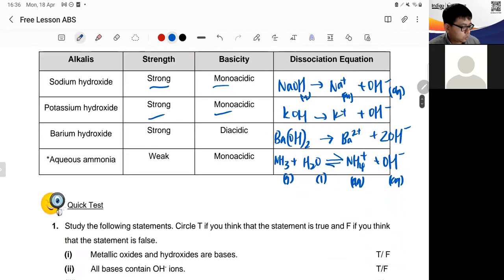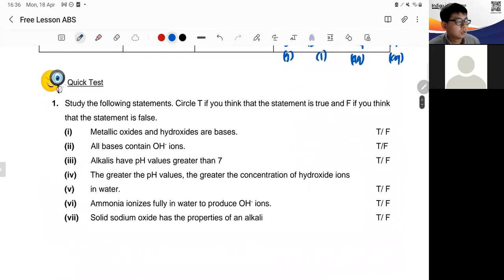Okay, let's do a quick test. True or false. Metallic oxides and hydroxides are bases. Yep, that's true. All of them are. All bases contain hydroxide ions. It's false because some bases are metal oxides that are insoluble. For example, copper oxide. It's a base, yes, but it doesn't dissolve. If it doesn't dissolve, it cannot give you OH-, which means this statement is false.